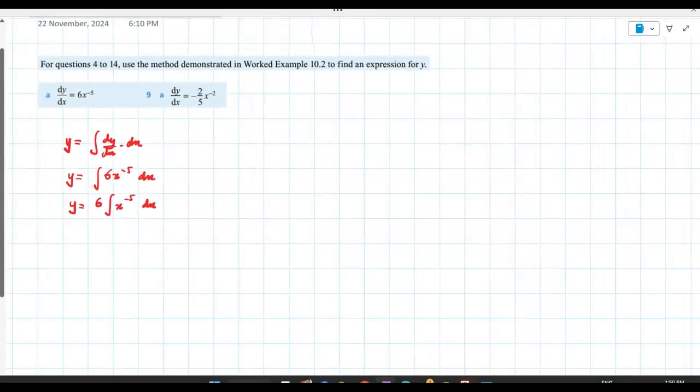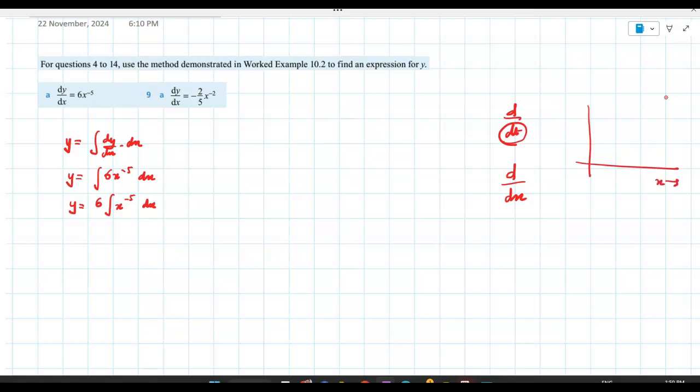Remember that when you did d by dt, the differentiation was with respect to time. d by dx is with respect to x. That's basically your x axis or time axis. So it tells you which variable you are differentiating with respect to. No need of writing all the steps. This is just the first sum that I'm showing you.